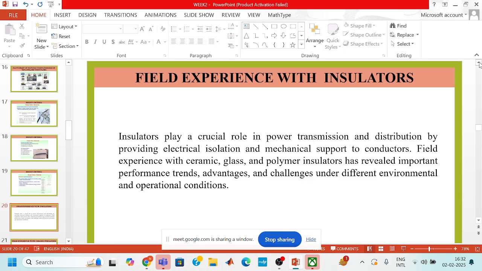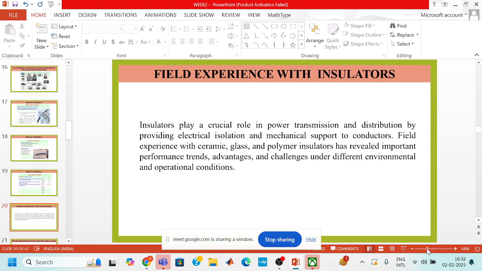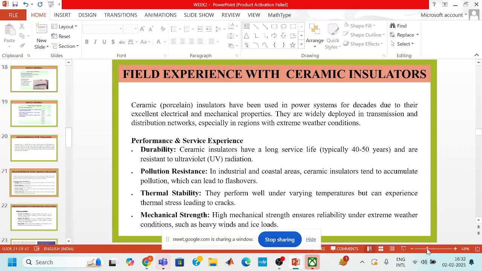Now we see the field experience with insulators. As we all know, insulators play a very crucial role in power transmission and distribution by providing electrical isolation, and provide mechanical support to conductors. Field experience with ceramic, glass, and polymer insulators has revealed important performance trends, advantages, and challenges under different environmental and operational conditions. So first of all, we take the ceramic insulators.